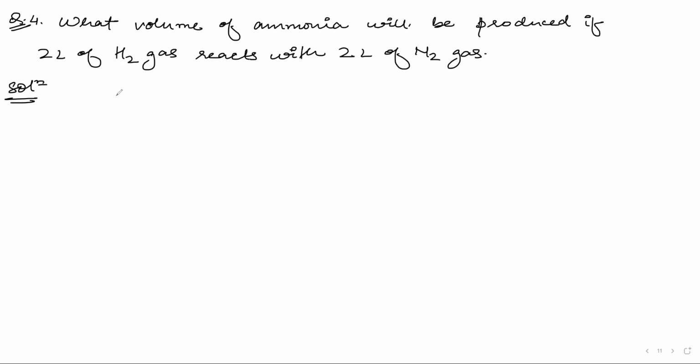Solution. How will we solve this? First of all, we will calculate the number of moles of H2 and the number of moles of N2, and before that we have to write the equation, that is N2 plus H2 will give you NH3. Then you have to balance this. We have 2 moles of NH3, so we will write 2 here, and 3 to the H2, so I will write 3 here. So this is the balanced chemical reaction.